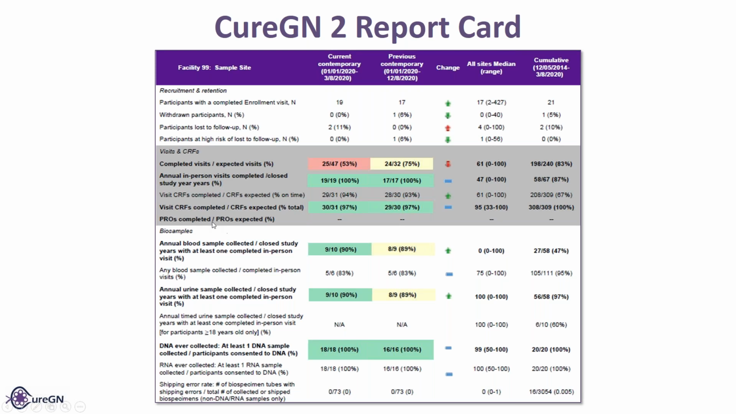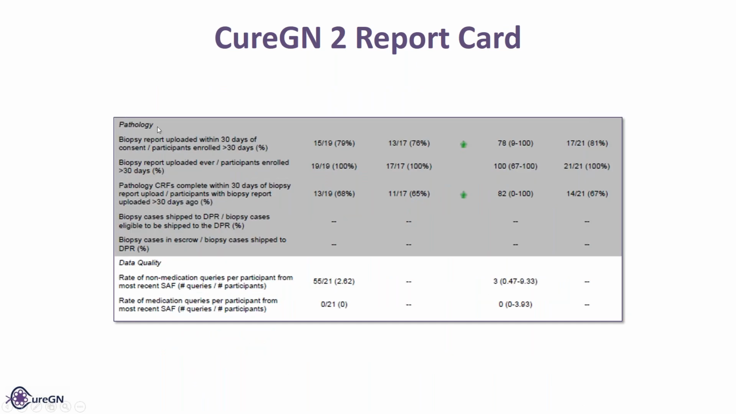Another thing that's changed on the report cards is the PROs. So before we used to have PROs and then proxy PROs as separate entries. Now they've been combined into one metric. So you just have the overall PROs completed. So that includes the ones that the participants complete as well as the proxy ones. Okay. And then we also still will continue to have the pathology. And even if it's not in the red zone, they'll still put the arrows in, just so you can see at a quick glance how everything is going.